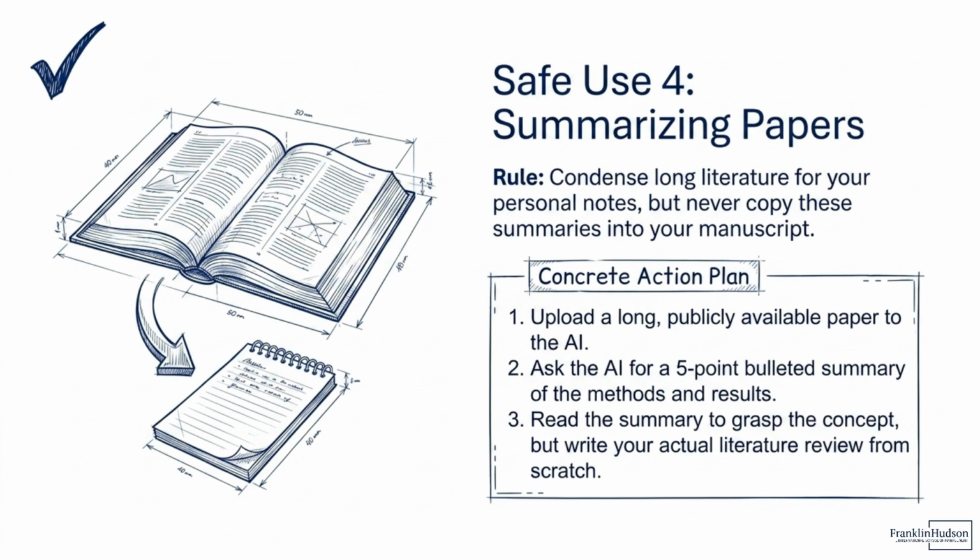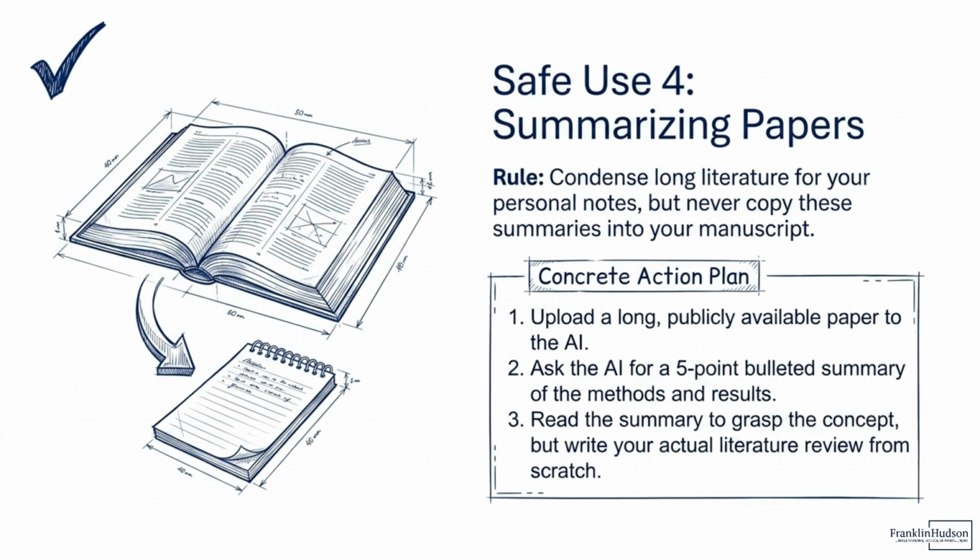Building upon literature screening is the task of summarization. AI can be used to condense lengthy, complex papers into manageable 5-point summaries for your internal personal research notes. This is an excellent way to grasp the core methodology or findings of a study quickly. However, a strict boundary must be drawn. These summaries are for your personal comprehension only. You must never copy and paste an AI-generated summary into your own manuscript. Doing so constitutes a failure of original analysis.